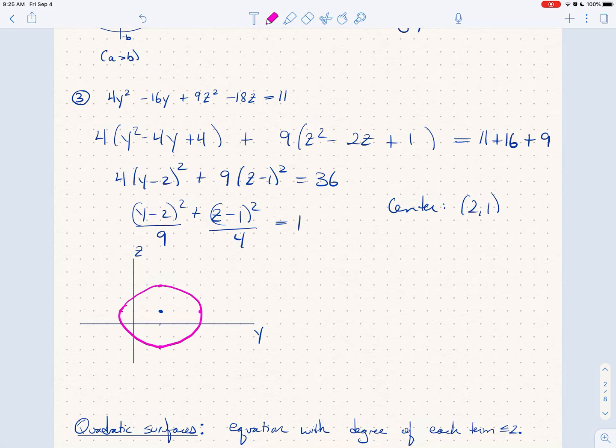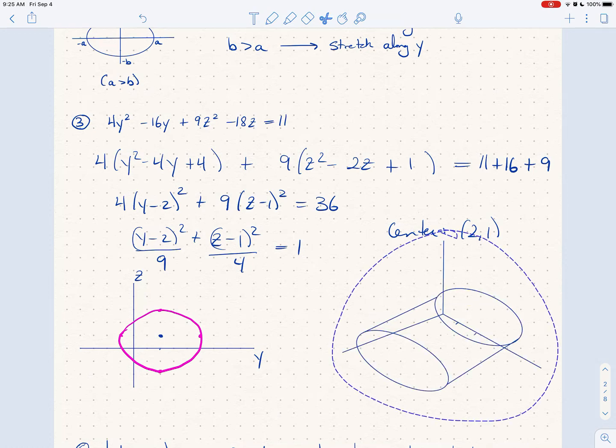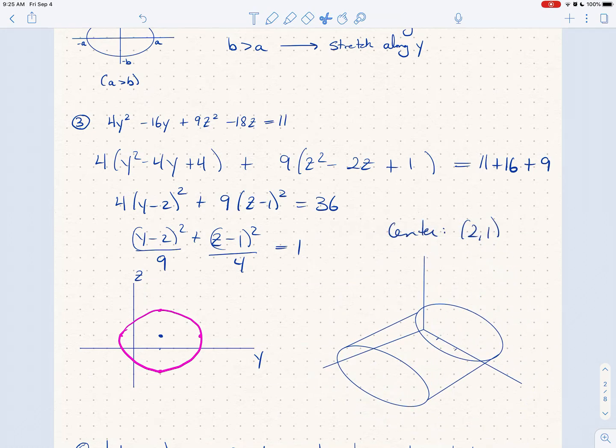So I want to sketch this in 3 space now, right? That's the goal. We're viewing this equation not as a 2-dimensional equation, but as a 3-dimensional equation. I graph it in 2 space first because I see there's a missing variable, so I know I'm going to stretch this graph along the x-axis. And so now I've gone ahead and graphed it ahead of time so I could copy it and paste it to save time.